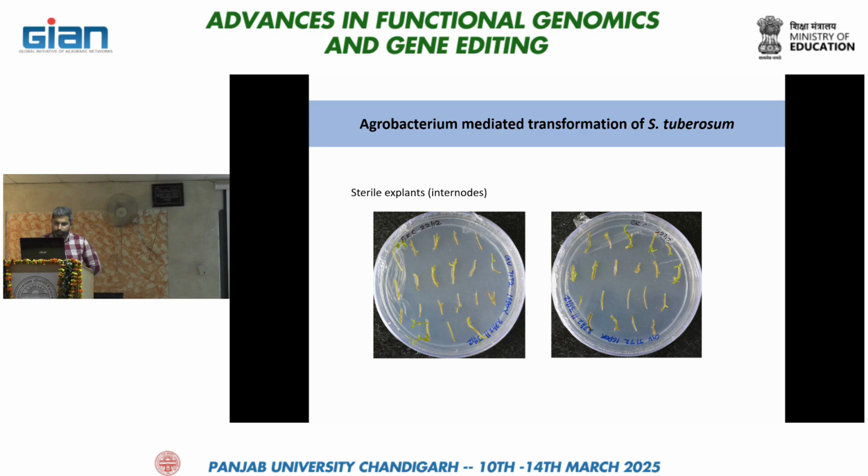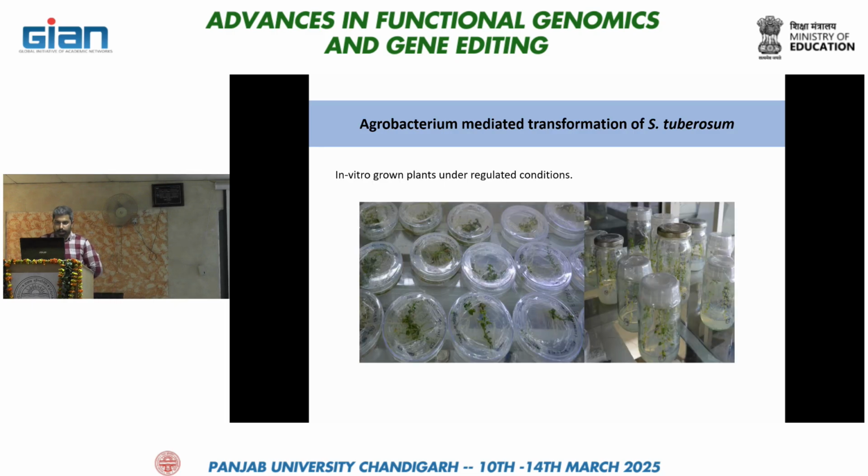So when you sterilize your explants, and after that you blot dry and place them on MS medium, it will look something like this. So here these are the internodes which are sterilized and placed on the MS medium. And after that the plants will start to grow, and we have maintained them like this in jars as well and in plates.